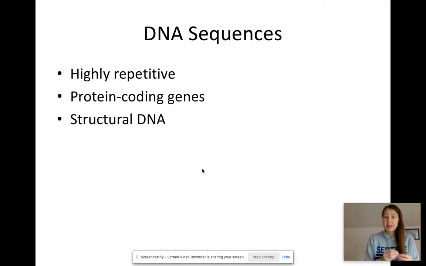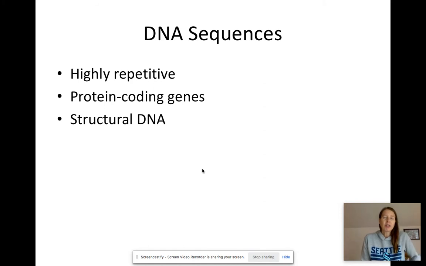So we've got places that are actually highly repetitive, where you have a nucleotide sequence repeating itself over and over again, like TACCG, TACCG, TACCG. Those highly repetitive sequences generally don't have much of a function that we're currently aware of, but they are quite useful if we're doing DNA profiling. And we'll be looking at that when we're doing our biotechnology unit.